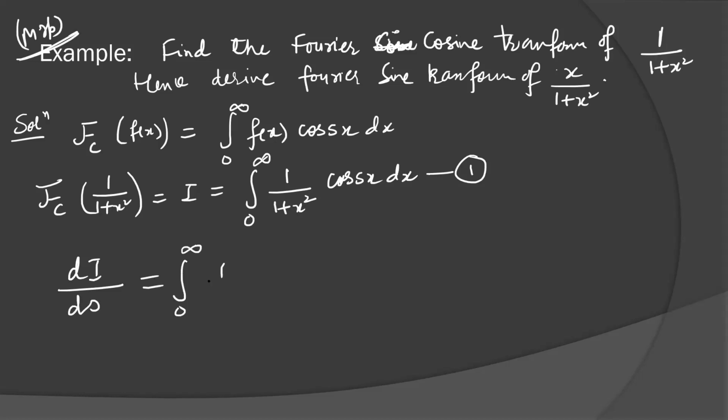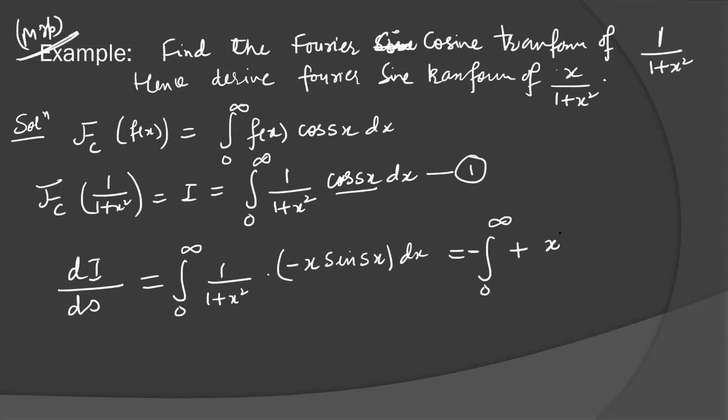0 to infinity 1 over 1 plus x square. If you differentiate with respect to s, you will get minus x sine sx dx, because the derivative of cos sx with respect to s will be minus x sine sx. Now I am writing this minus x, take minus sign outside, then minus x square. I am dividing and multiplying with x in the numerator and denominator both, 1 plus x square sine sx dx. This is a trick to solve this integration. Without practice, you cannot solve this problem. This is a special type of problem.